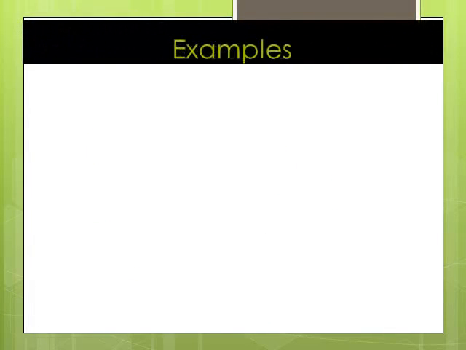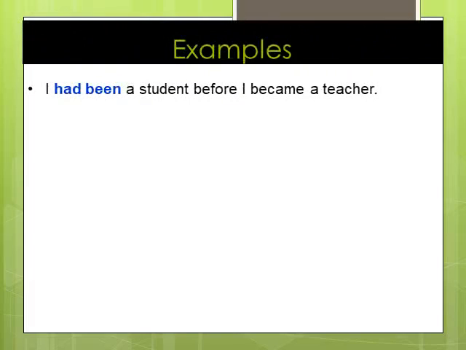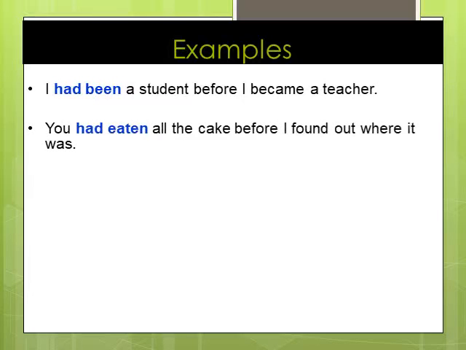Let's read some examples. I had been a student before I became a teacher. Had been past perfect because it is the first action. The second action became in the past simple tense. You had eaten all the cake before I found out where it was. Had eaten. It's past perfect because it's the first action. The second action found past simple tense.